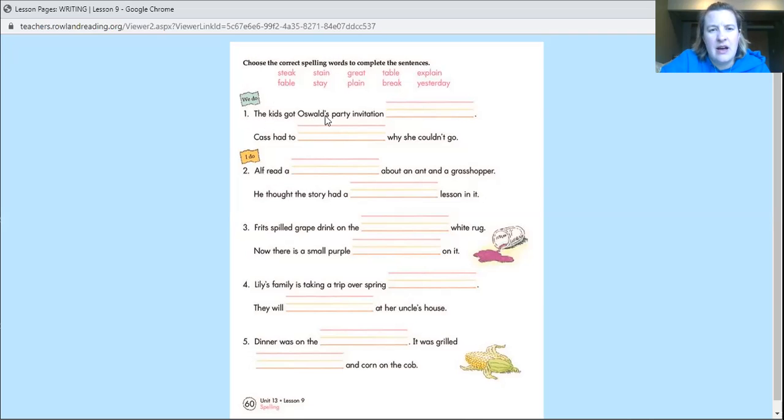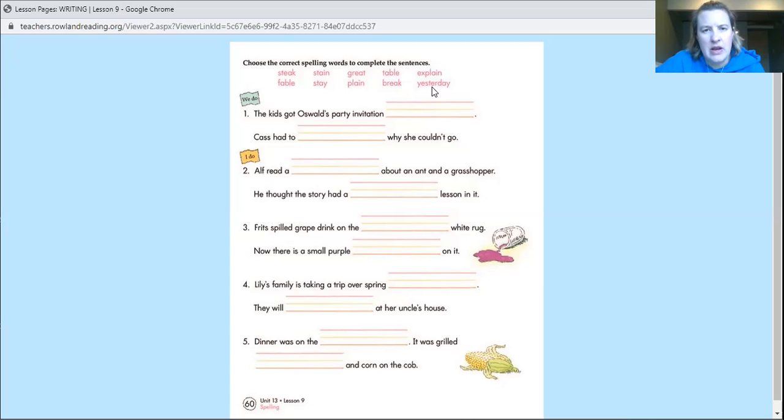Number one, the kids got Oswald's party invitation blank. Cass had to blank why she couldn't go. Well, if we look at the first one and we think about it, I think the word yesterday is what would fit best there. So then you're going to write yesterday on the line, Y-E-S-T-E-R-D-A-Y. All right. You see I did that there?